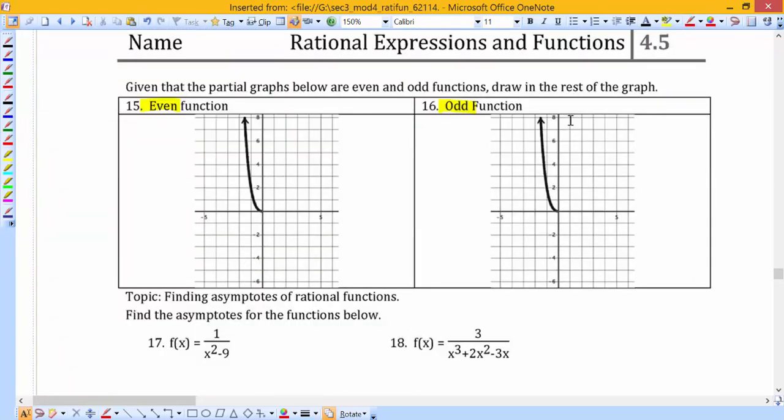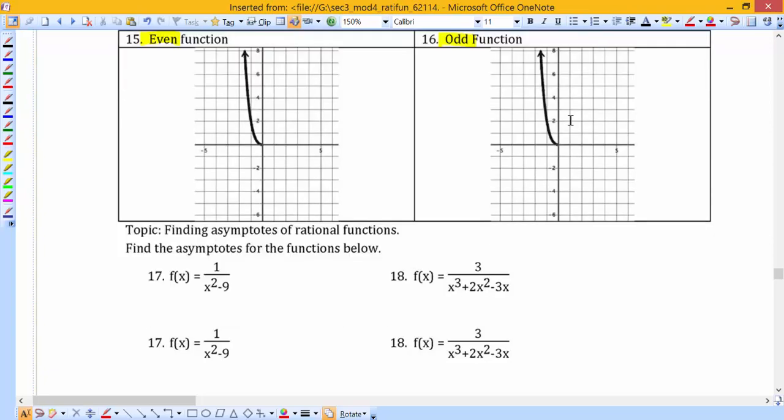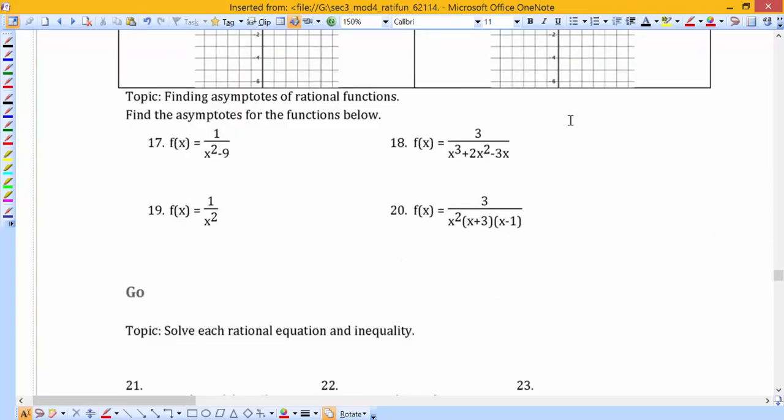15 and 16, you're drawing the function. So again, evens are symmetric to the y-axis, odds are symmetric to the origin. 17 through 20, finding asymptotes. So find the asymptotes. That includes vertical asymptotes and horizontal asymptotes. So your VATs and your HATs. Use your foldable. Use your notes.